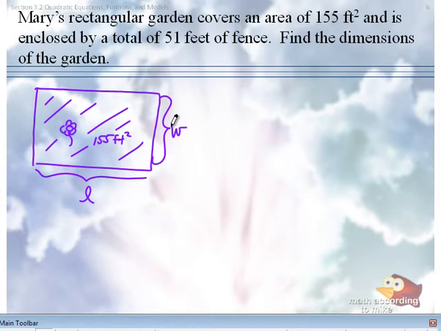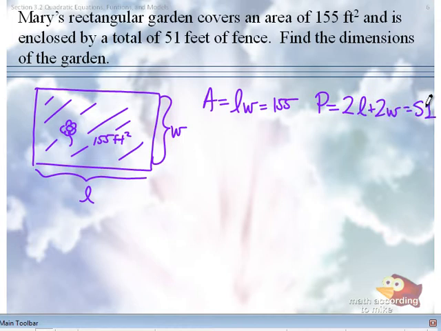So give me an equation for area for this problem. L times W. And for us, we know the area to be 155. Give me an equation for the perimeter. Good.